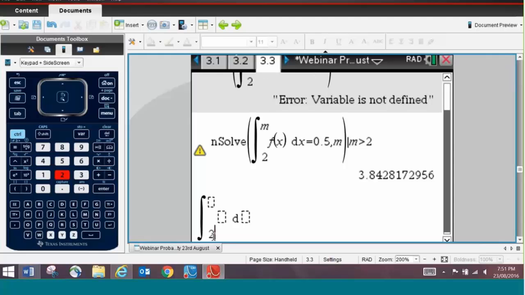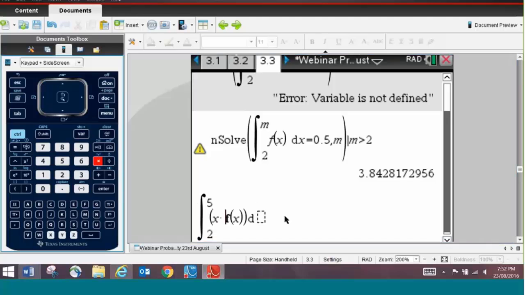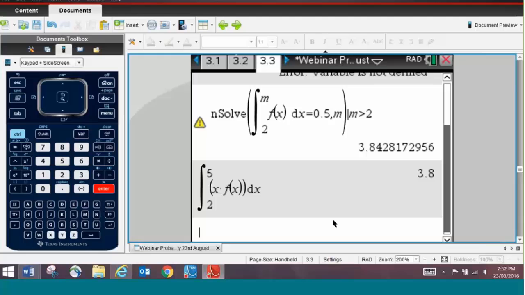We can also do the mean and the variance. The mean is always over the complete x values that are defined for that function. This time I don't need to put in anything to tell it to be greater than a particular value because I'm only putting in the values of 2 to 5. But I do need to tell it to multiply that by x. And so I find the mean as 3.8.